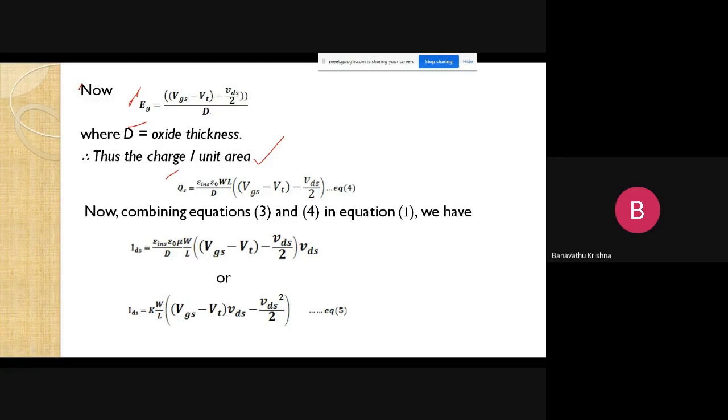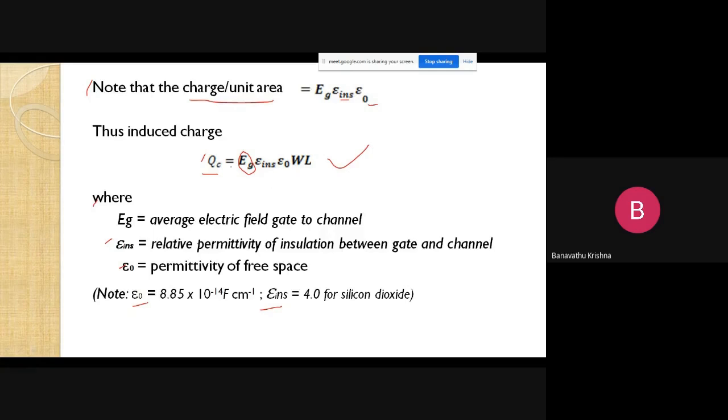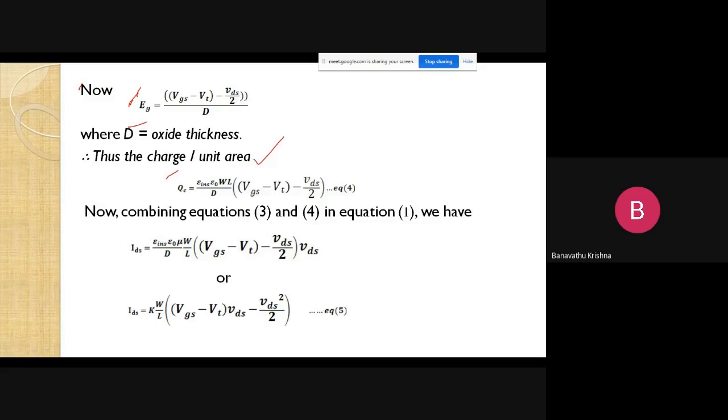Substitute this value in the equation for charge per unit area. Then Qc equals epsilon insulation, epsilon naught, WL into (VGS minus VT minus VDS by 2). This is equation number 4. Keep this equation in mind. Now the transition time is over, and the charge induced in the channel is over.